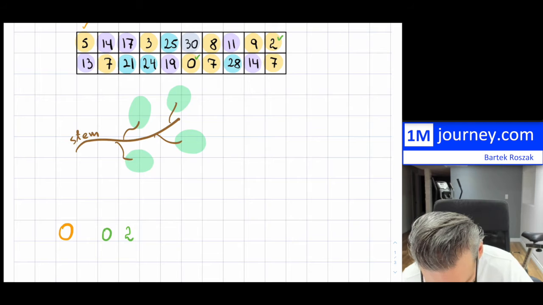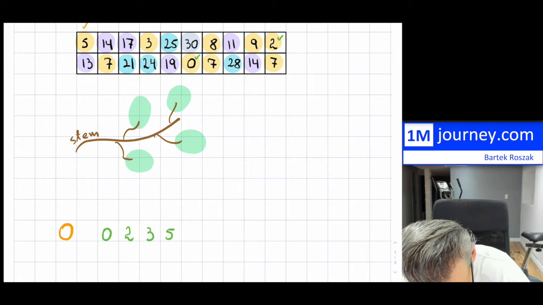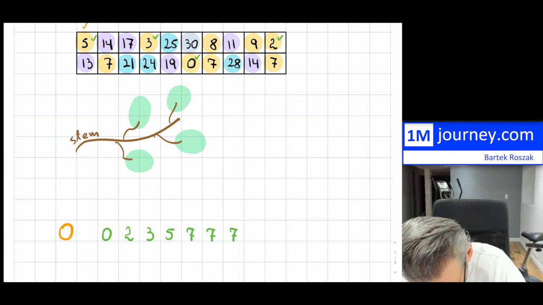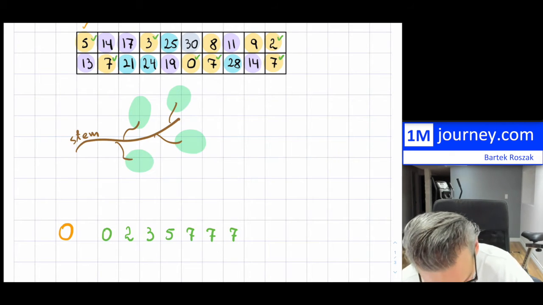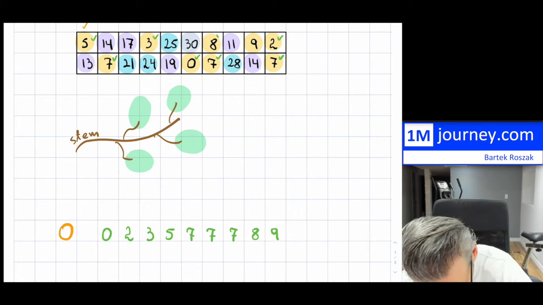Then the next one is 3, and after that it's 5. So I have 5 there. So we have 3, we have 5, we have 2, 0. All right, the next one is, now we have a few 7s, 7, 7, 7, so that's that. And then finally we have an 8 and then a 9.